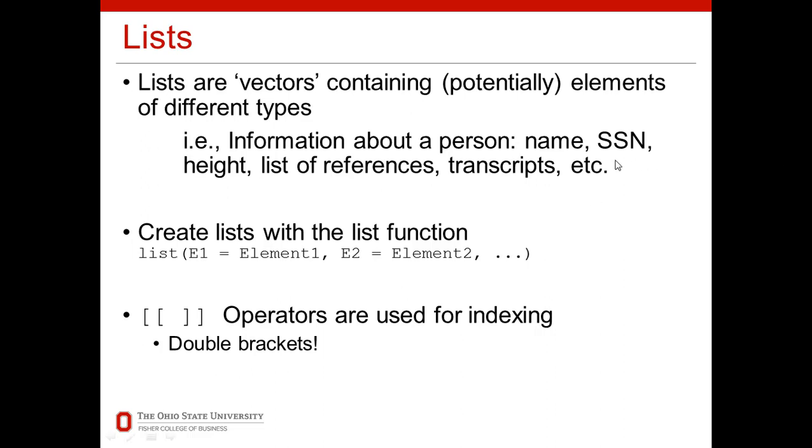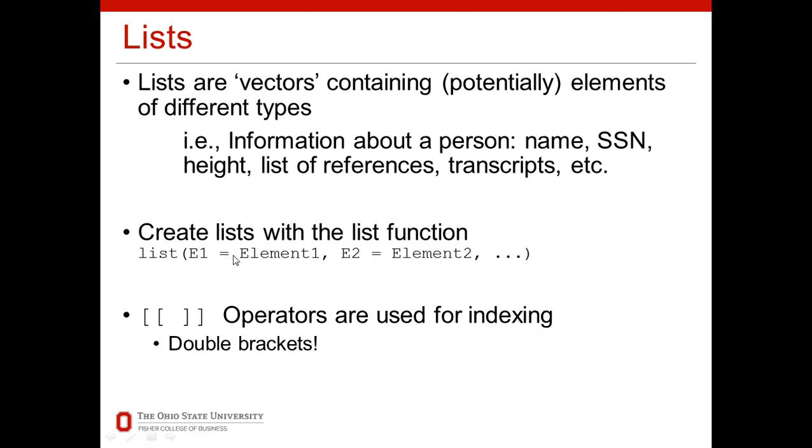Some of these, like the list of references, well, that's another list. The name is a character. Social Security number probably would be denoted as a character or a factor. Height is a number. List of references, that's another list. But a list can contain other lists. How do you create lists?